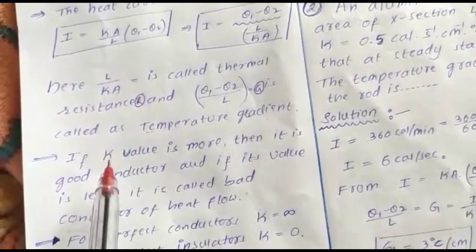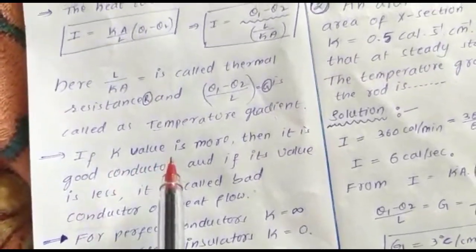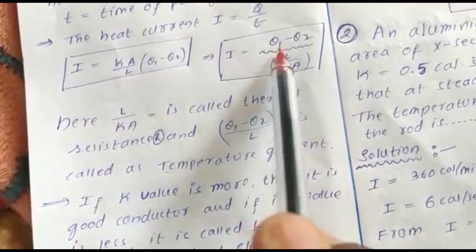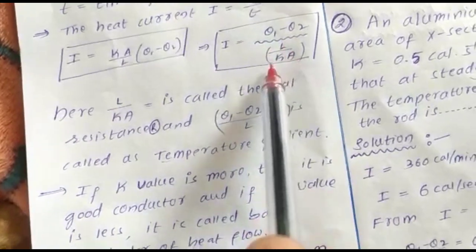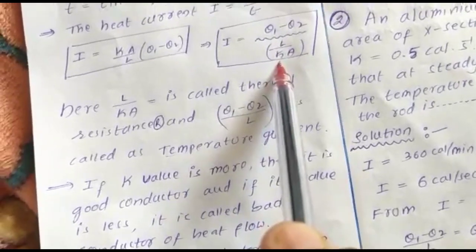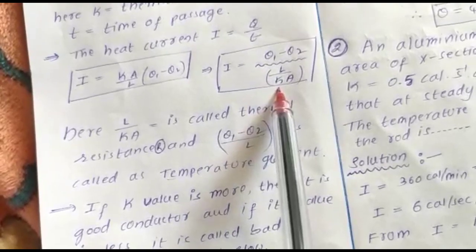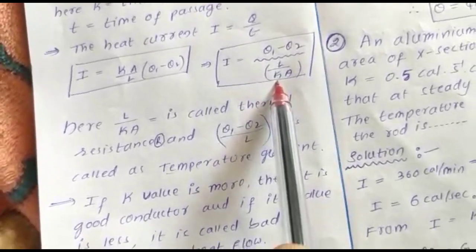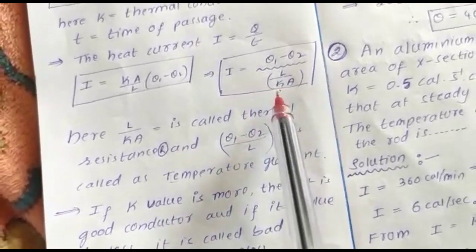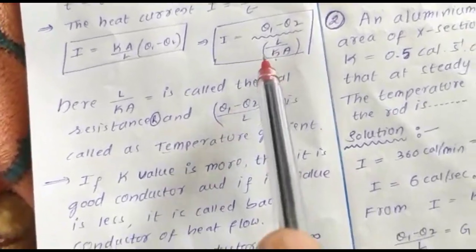Now the thermal conductivity K purely depends upon the nature of the material. Here, from this we can say that I is equal to (θ1 minus θ2) by (L by KA). K depends upon the nature of the material, which means when the nature of the material changes, then only the thermal conductivity changes. Thermal conductivity is different for different materials. For an iron rod K is different, for a silver rod K is different, for an aluminum rod K is different. Therefore it purely depends upon the nature of the material.